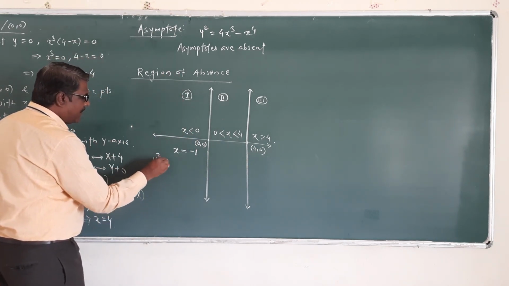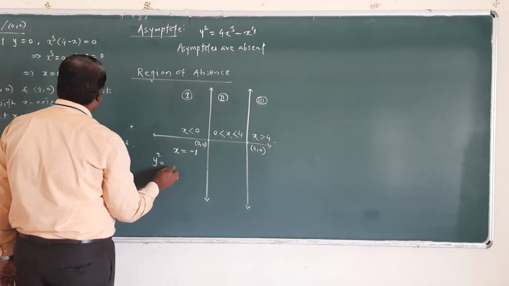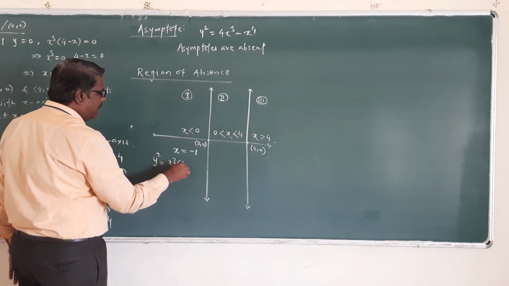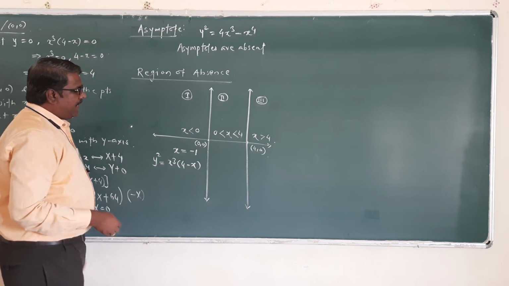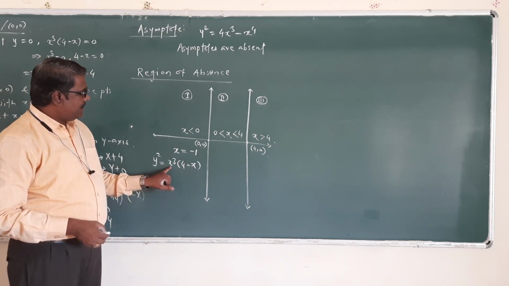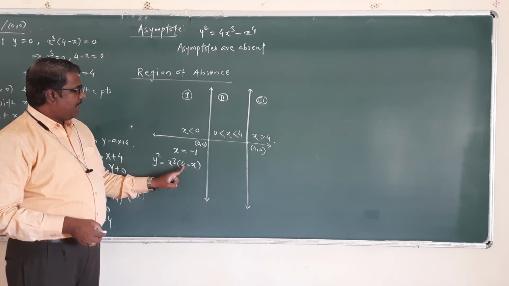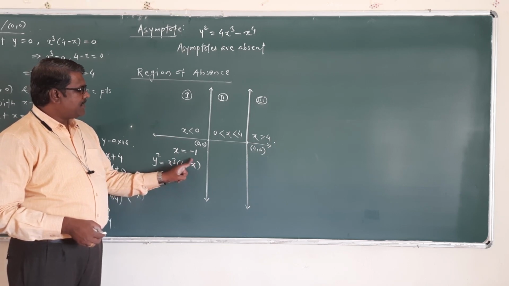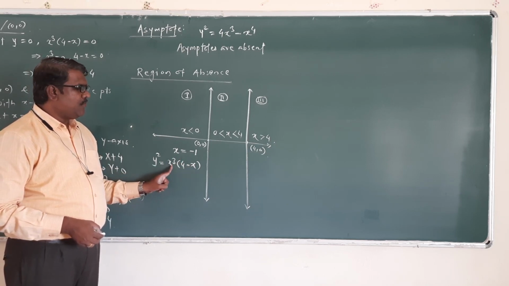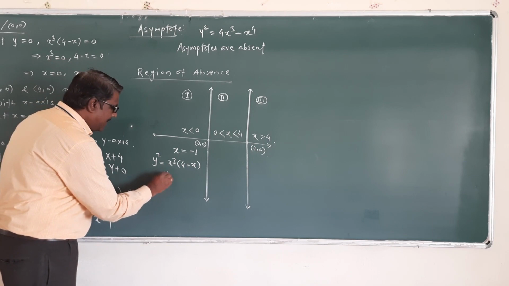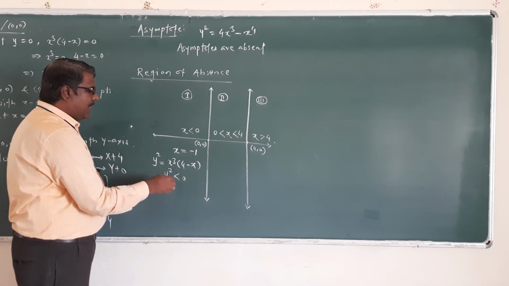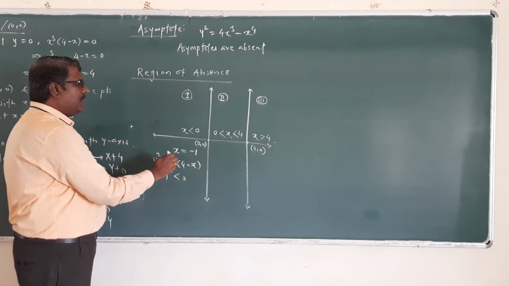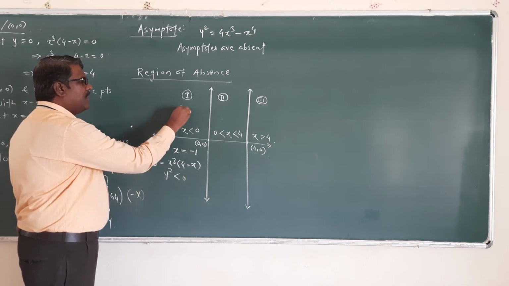So where x is -1, what is the value of y square? So y square is equal to, here the equation is x cube into (4 minus x). Where x is -1, x cube is negative, and 4 minus (-1) is positive. So positive into negative is negative. So y square is less than 0, and if y square is negative, in this partition the curve is absent.